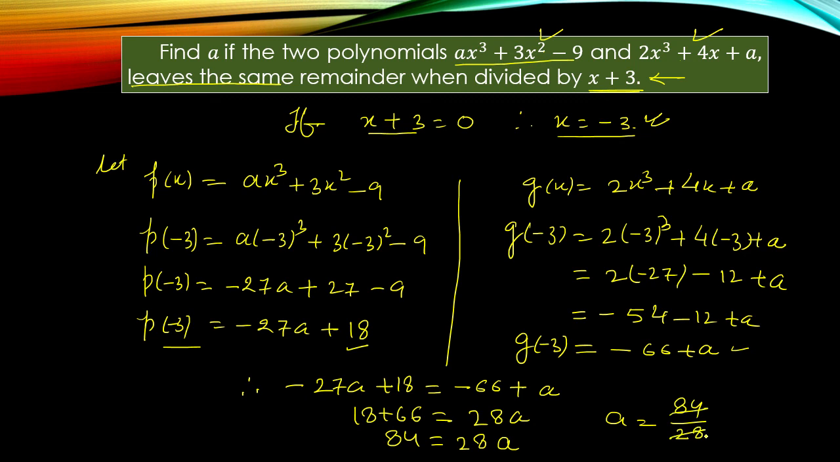So we can see here that it can be cancelled by 7, and ultimately cancelled by 4, sorry. So we get 3. 3 is the result of a. So ultimately a is equal to 3 is the answer.